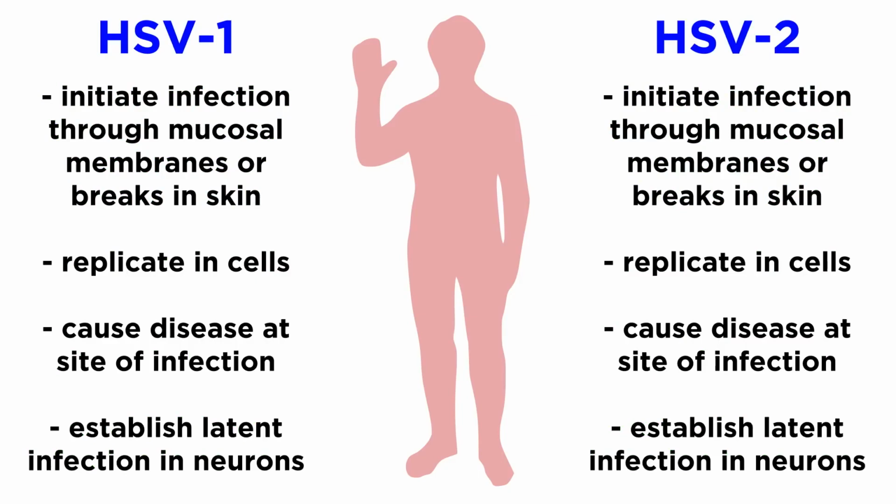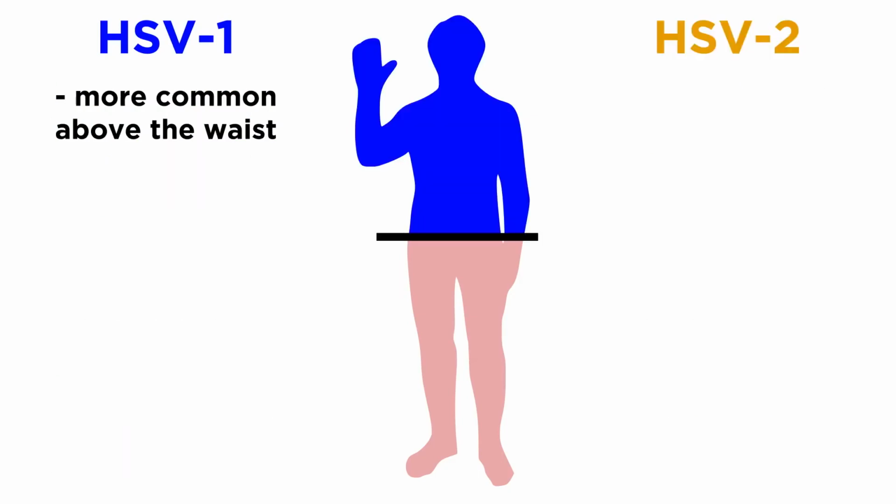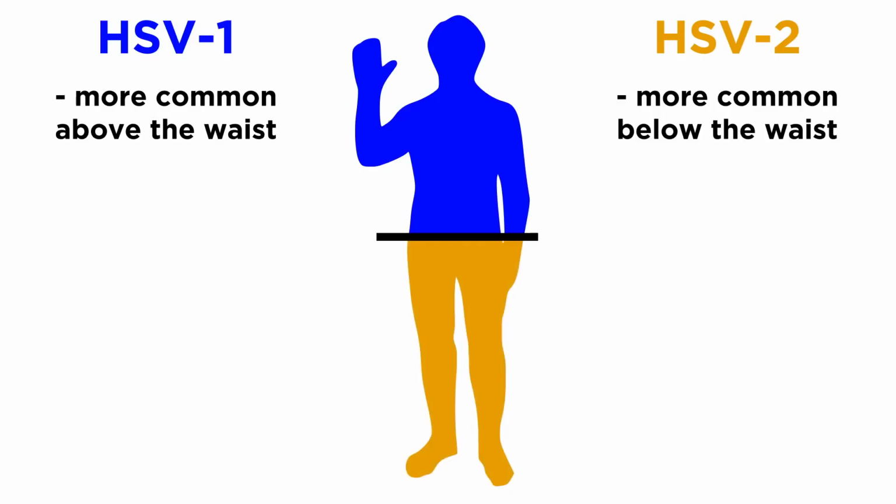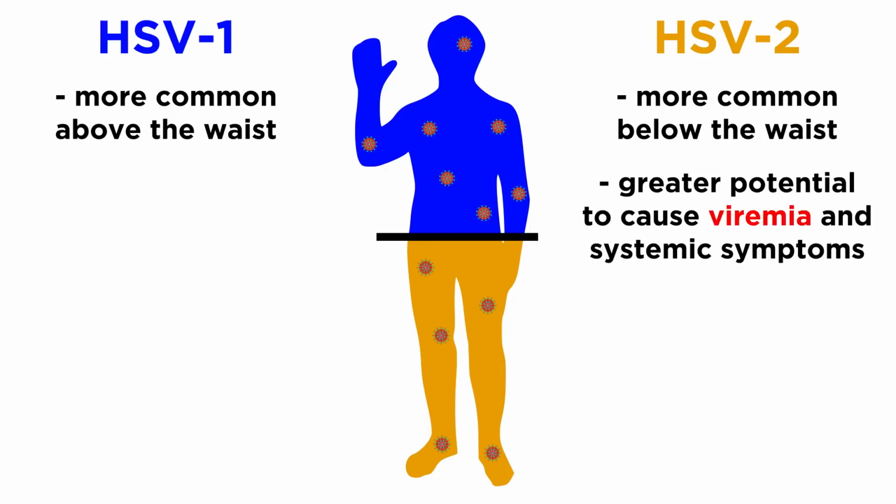However, there are some differences. HSV-1 infection most commonly occurs above the waist, while HSV-2 infection most commonly occurs below the waist. However, both types can infect both above and below the waist. Additionally, there are some differences in growth characteristics, and HSV-2 has a greater potential to cause viremia, which means viruses in the blood, and systemic symptoms.